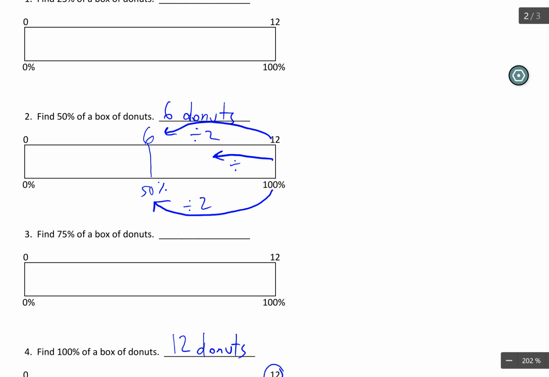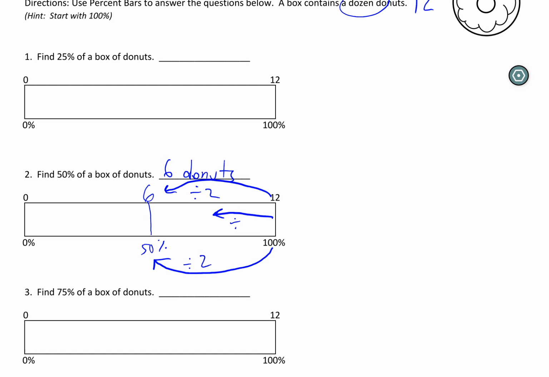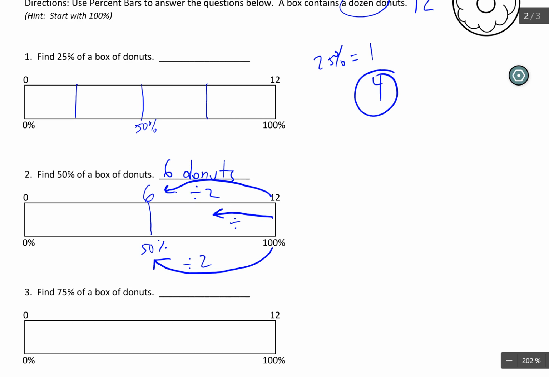From here, I know I can cut that 50% in half, and I could find 25%. So that's one way to do it. The other way is I know 25% as a fraction is 1/4, so I need to cut my box into 4 pieces. So 2 ways to look at it. I have my 50% here, and I know that half of my 50% is 25%. So to get from 50 to 25, I'm just dividing by 2. I've got to do the same thing on the top, dividing by 2. 50% was 6 donuts, I remember that. And so 6 divided by 2 is 3, so 25% of a box is going to be 3 donuts.